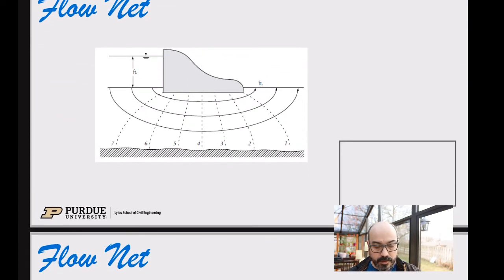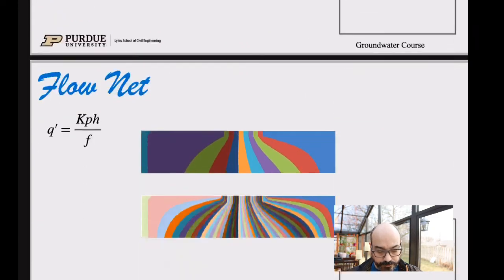Here's the result from the book, and you can see this is basically what I did. So you have those 7 lines, so 8 squares. You also have the 4 stream tubes, so you would get exactly the same result. So this is again from the book.